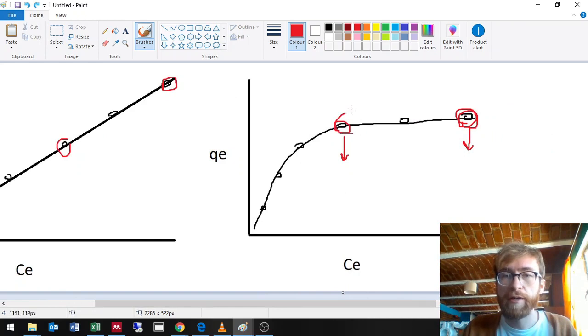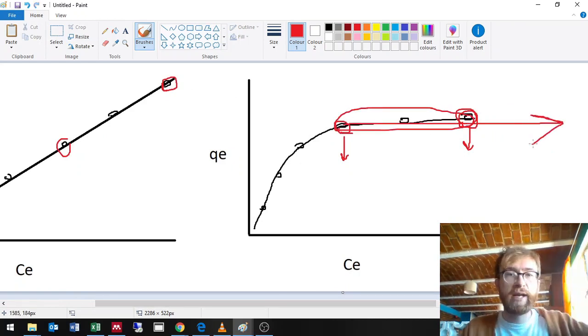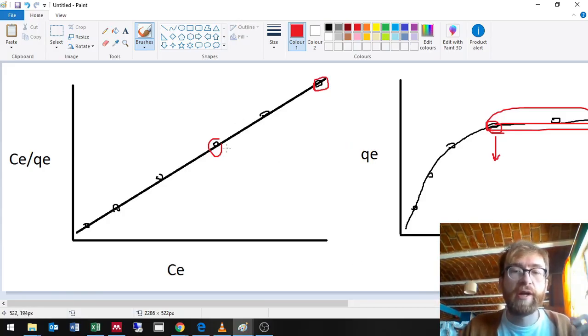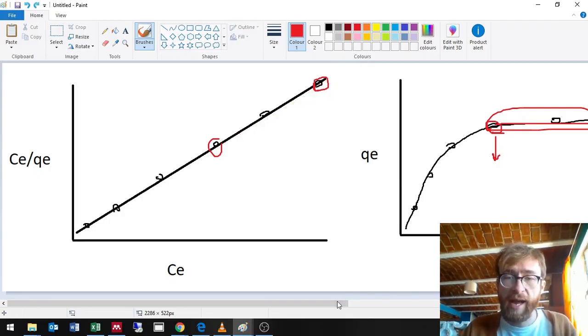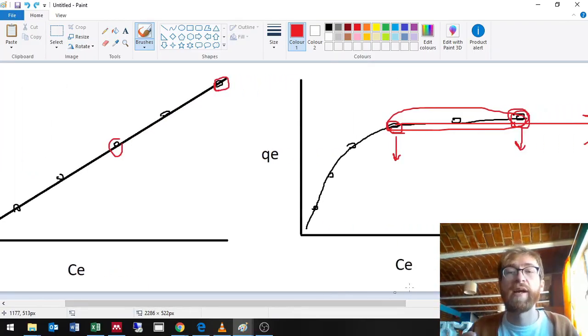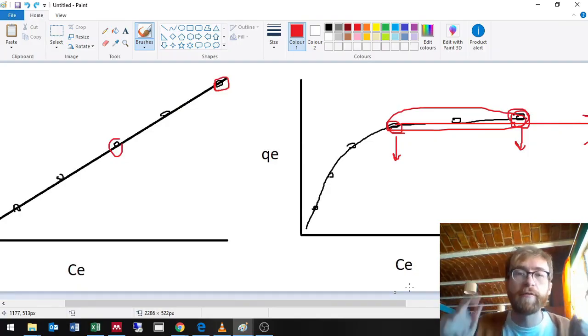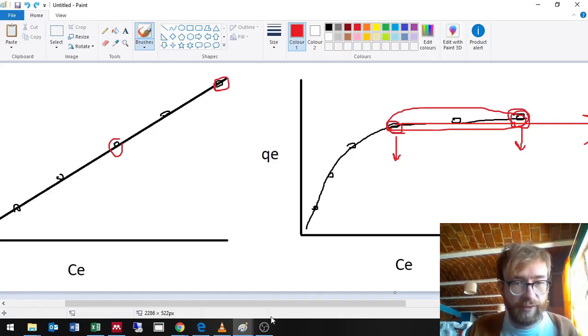Even though our adsorption isotherm experimental data has plateaued here, it's reached a flat constant level, in the linear plot we're still going to have a slope, and it's going to go up and up forever. And that just means that the weighting when you fit the model is going to be a little bit different whether you use the nonlinear or linearized adsorption isotherm equation.